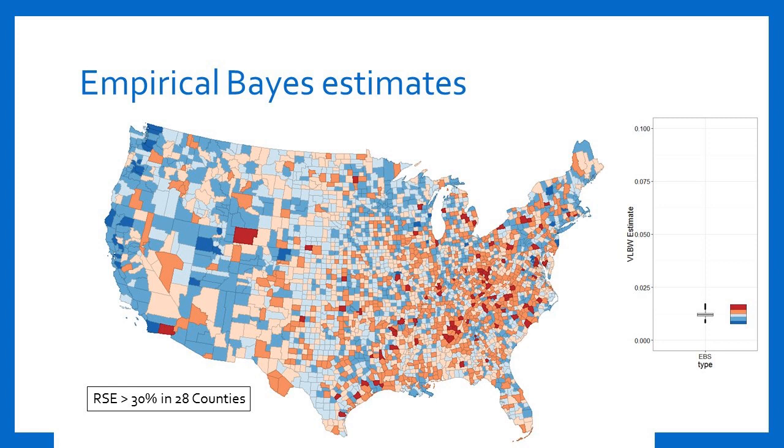Possibly, it could be argued, it overshrunk them. Maybe we've lost some of the variation. Nonetheless, these are much more reliable estimates of the rates. And we can see some interesting spatial patterns that are slightly different from in the past map. Also notice that our relative standard error in this case is only greater than 30% in 28 of the counties.